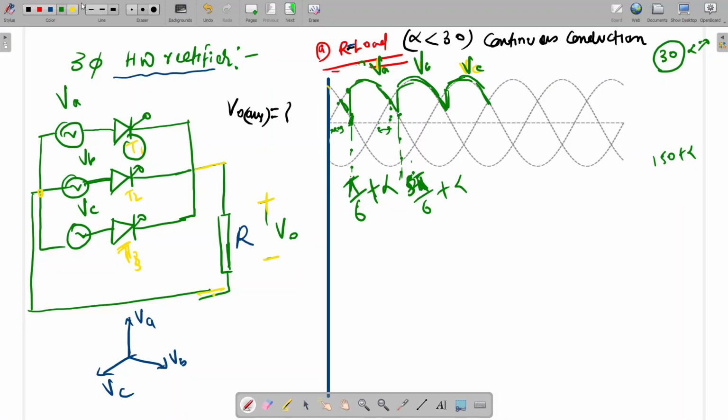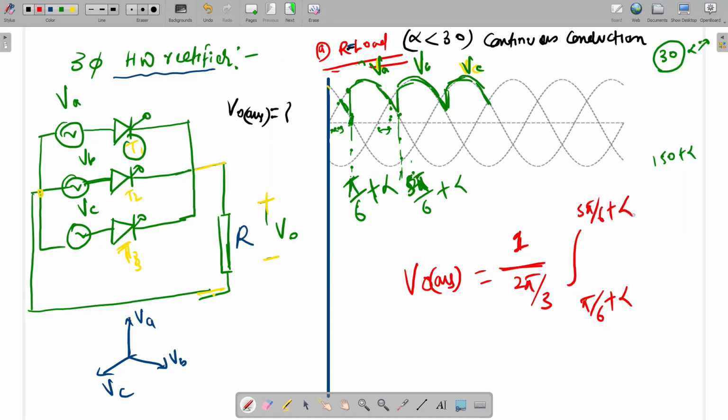So now we can get the average value. Average we can integrate. So VO average will be, the period is 2 pi by 3, so in 2 pi it is repeating 3 times. So the period will be 2 pi by 3, and from pi by 6 plus alpha to 5 pi by 6 plus alpha, Vm sin omega t d omega t. Okay.